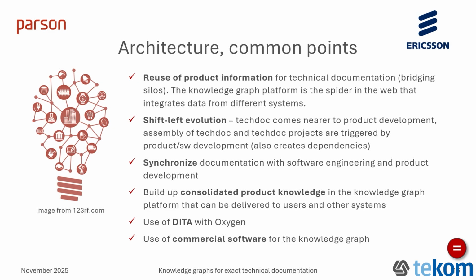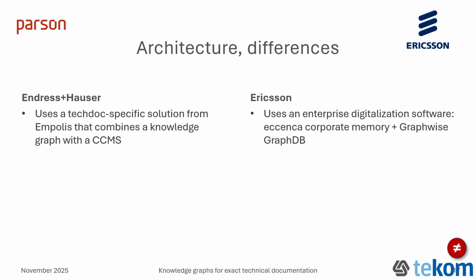Then we have, maybe not so relevant here, but we have realized that we both use Ditter actually with Oxygen as an editor, and we use commercial software for the knowledge graph, but that is actually different commercial software, and that is interesting. Exactly, and that brings us to the differences. So we use a TechDoc specific solution. Our knowledge graph is integrated with CCMS as one solution, and the interfaces between those two are managed by the vendor. So whenever the data needs to be transferred, they need to make sure that it works.